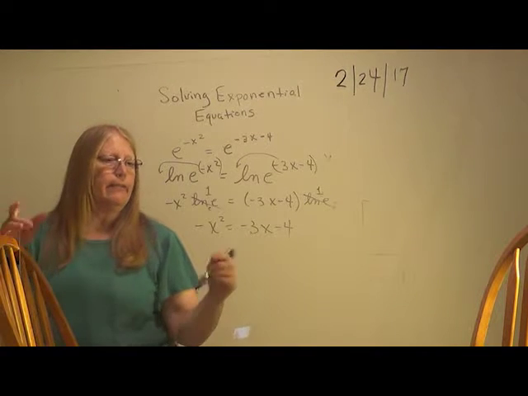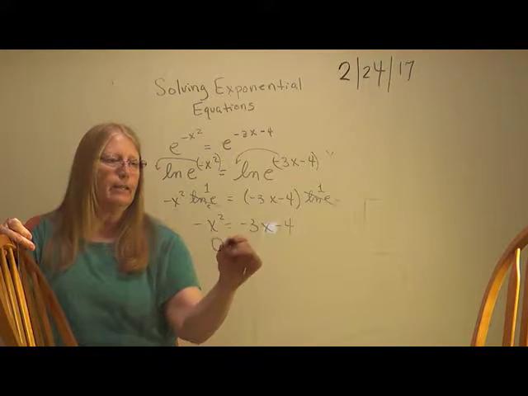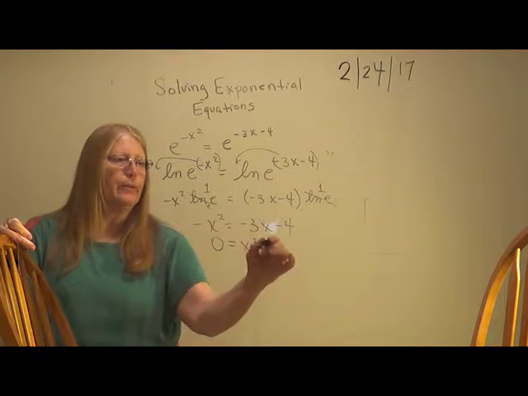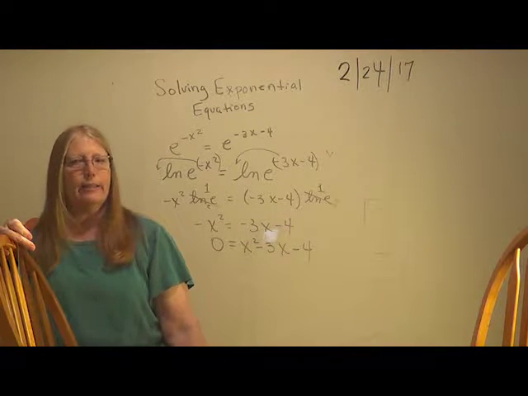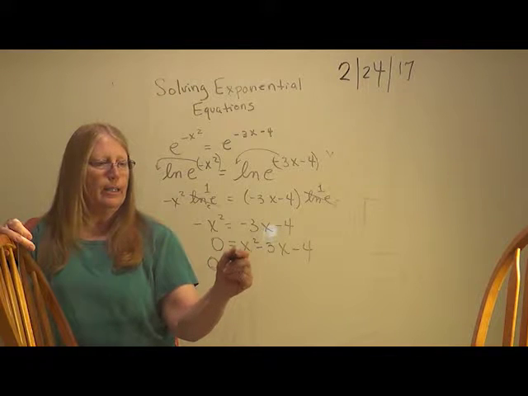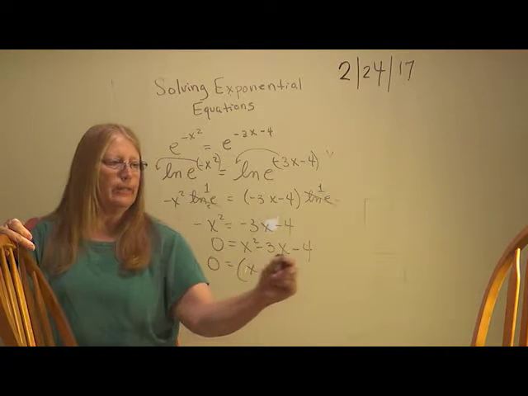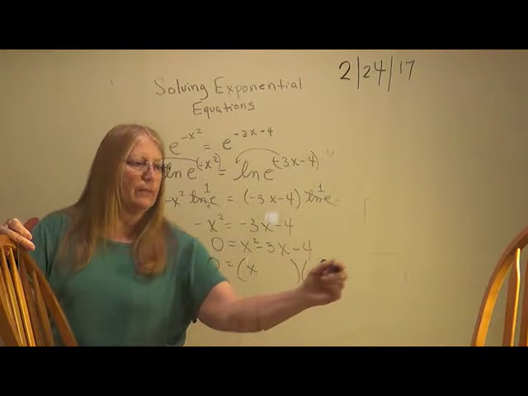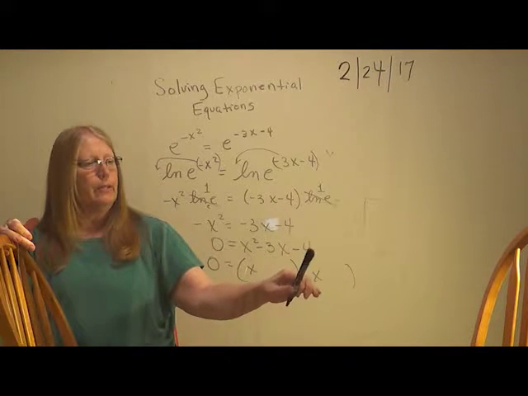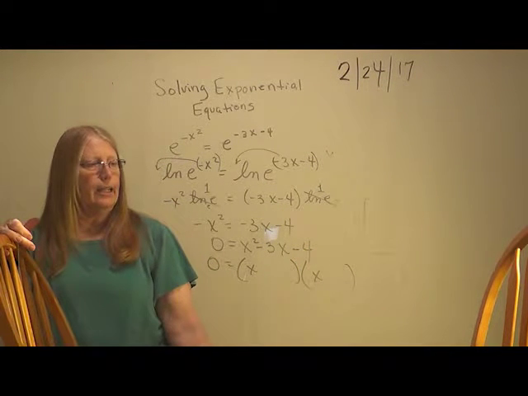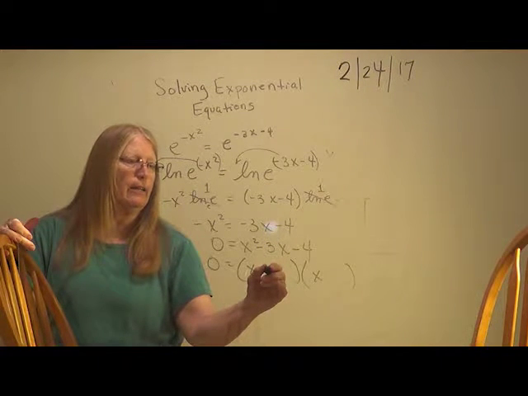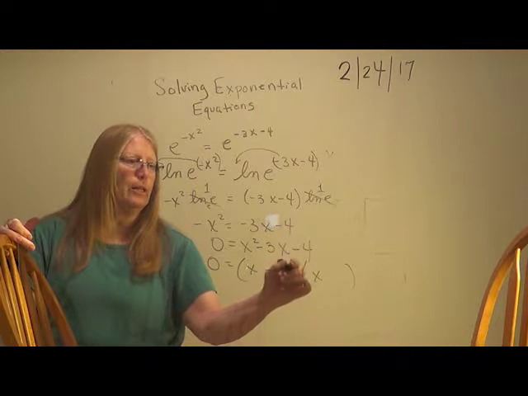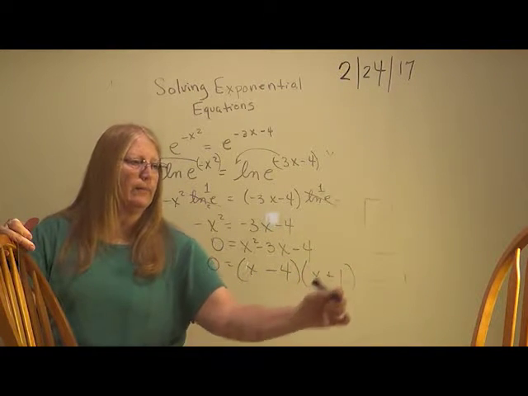Now we have just the quadratic. Hopefully it's factorable, so we don't have to pull out the quadratic formula, but I see it is factorable, so I will factor it. What two numbers multiply to get negative 4 and add to give negative 3? So it's what? Negative 4 and positive 1.